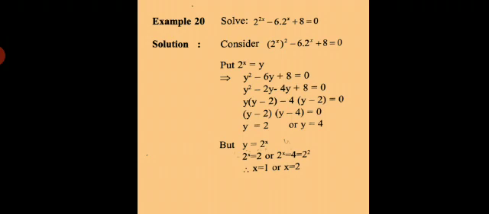Therefore, when you compare 2 raised to x is equal to 2, you get the value of x is equal to 1. Similarly, y value is 2 raised to x, which is equal to 4. That is nothing but 2 raised to 2. We need to get the same base to compare their exponents. Okay. Therefore, here when you compare this, you get the value of x equal to 2.